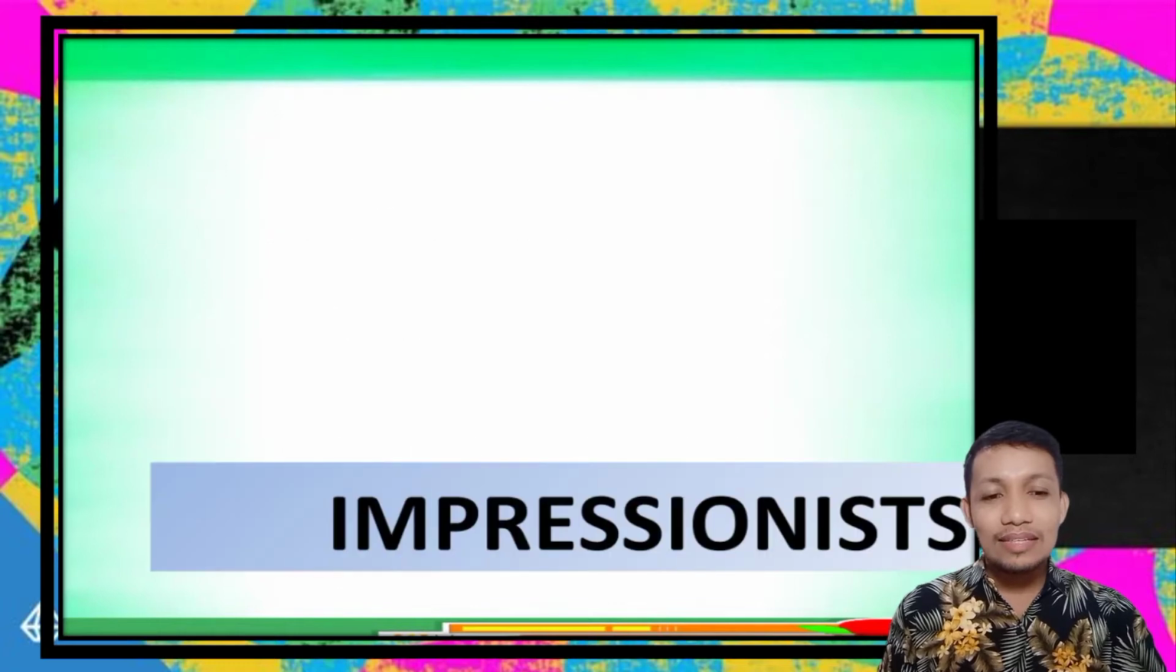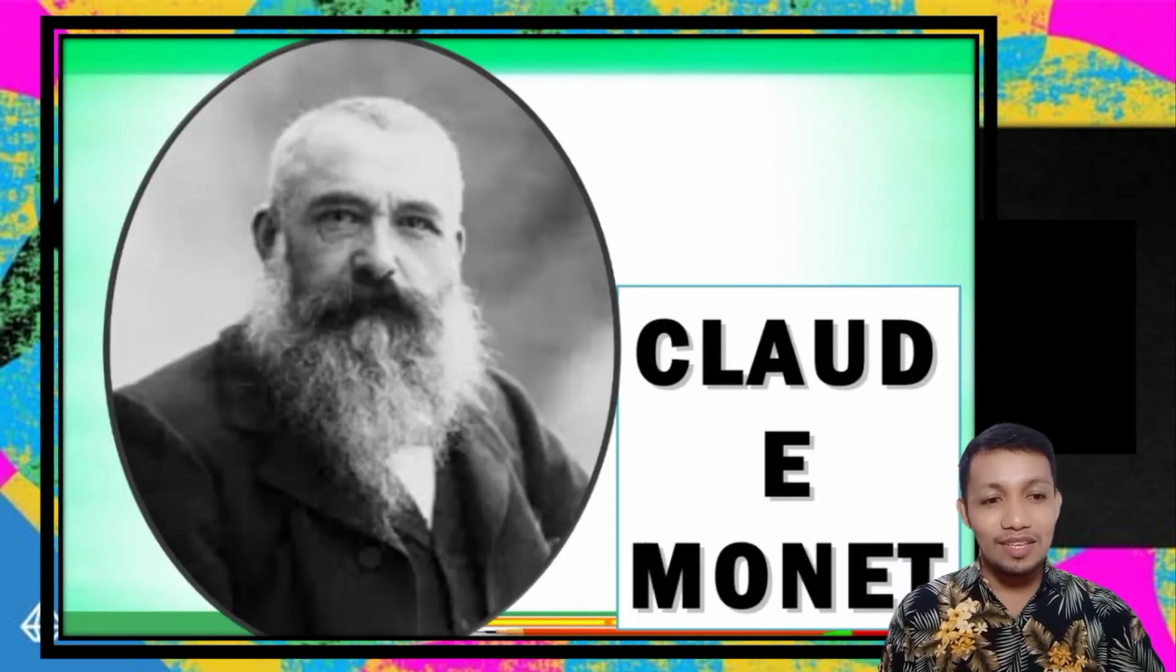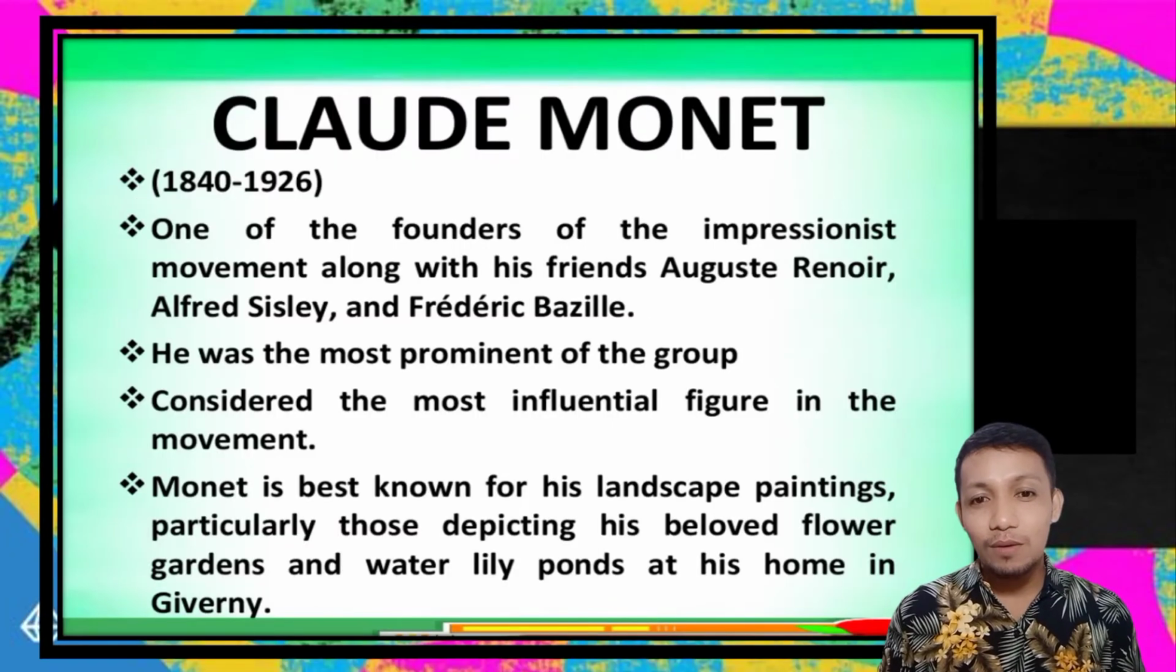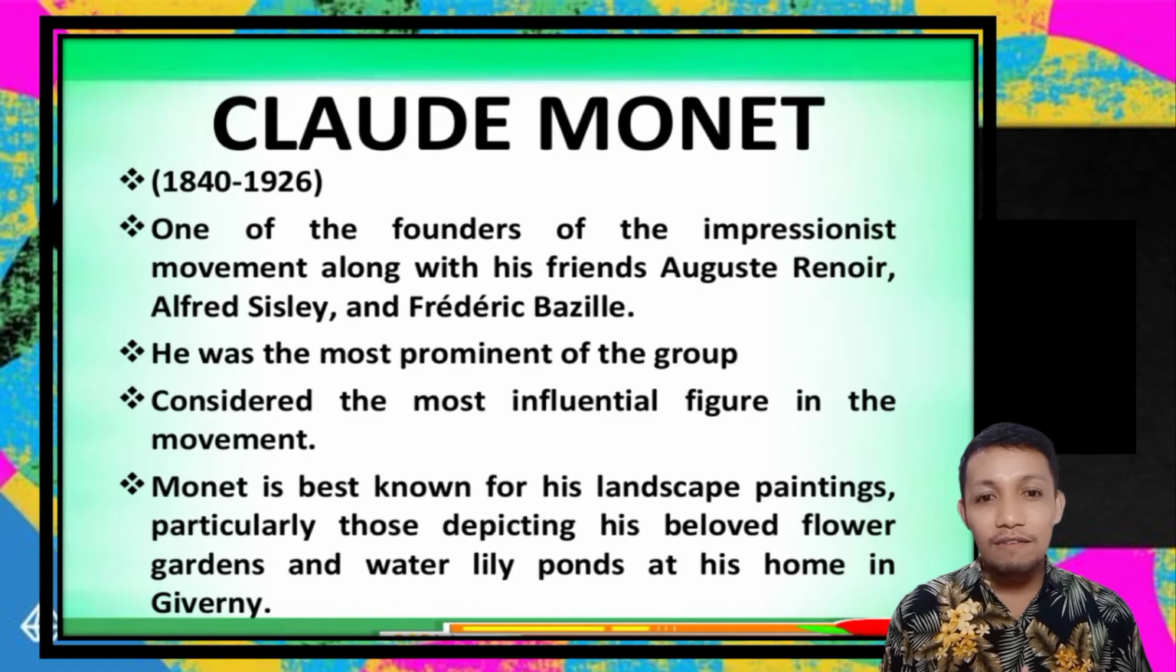Now, let us study the Impressionists, or the men behind this movement. The first one is Claude Monet. Claude Monet was born in the year 1840 and died in the year 1926. He is one of the founders of the Impressionist movement along with his friends Auguste Renoir, Alfred Sisley, and Frederic Bazille.